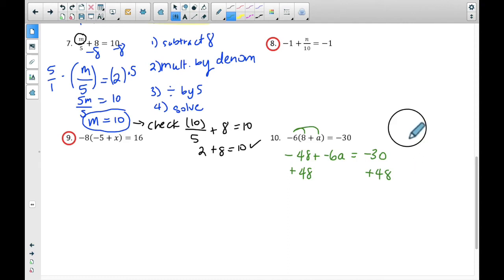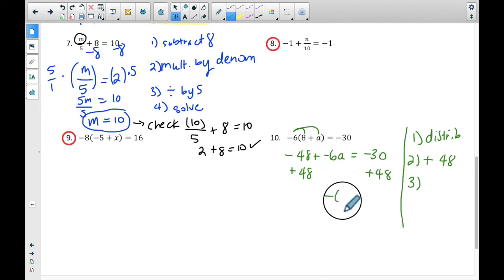So let me go through and talk about our steps again. Our first step was to distribute. So we distributed, we added 48. Okay, we're going to go straight down. So these two added together, they drop off to be 0. This is a plus, this is a negative 6a. So I'm just going to call it a negative 6a is equal to, and then again, if you need to use your calculator, that's fine. We're going to add a negative 30 plus 48, and that gives us a positive 18.